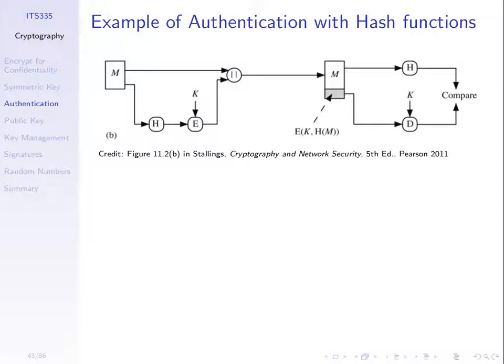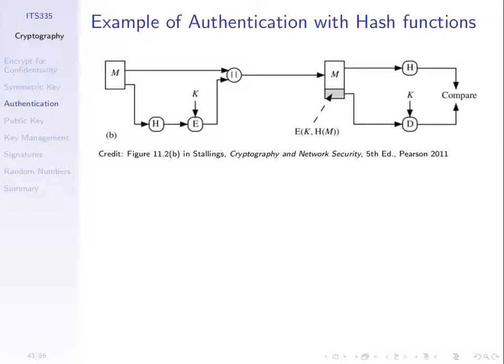First, a simple question. Does this scheme provide confidentiality? What is confidentiality? Keep your message secret. Does this scheme provide confidentiality? No. No? Why not? The message itself is not encrypted in this case. So this is not intended to keep the message secret.